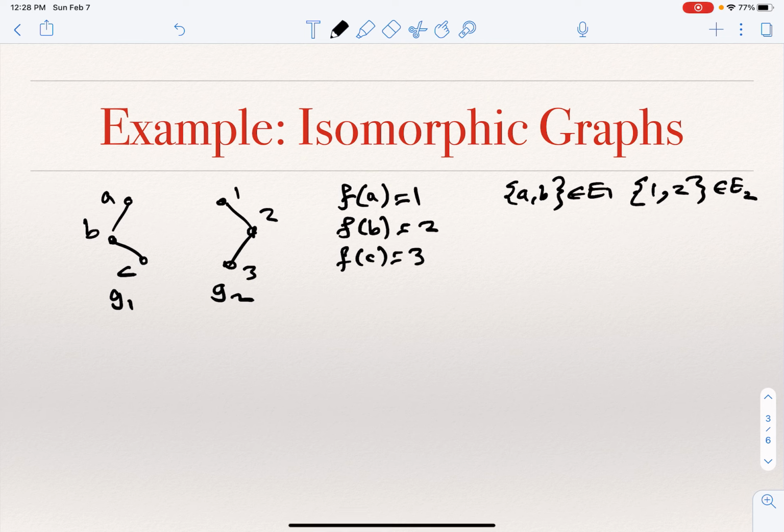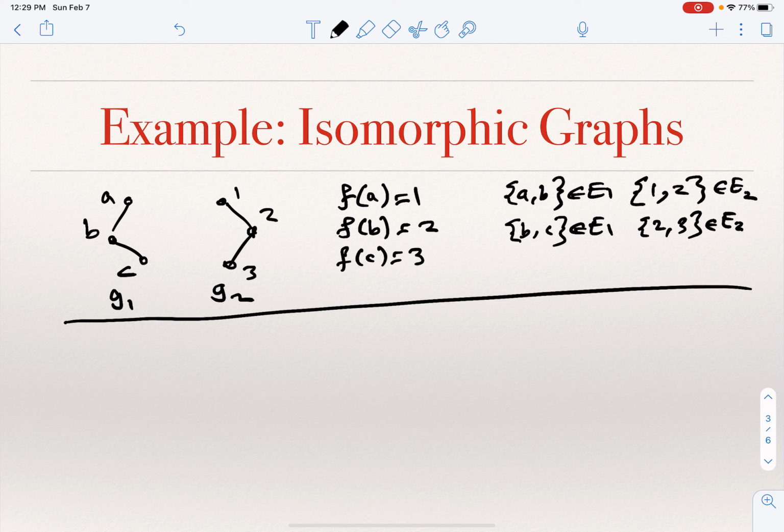So there is an edge between B and C in the first one. Is there an edge between f of B and f of C in the second graph? f of B is 2, f of C is 3. Yes, there is an edge between 2 and 3 in graph 2. So these two graphs are isomorphic, okay? Now, if you look at these, you say, okay, these are very simple, but one can actually draw graphs where it's not obvious whether they are the same or not.